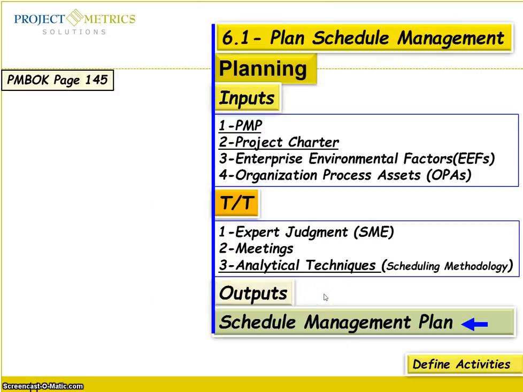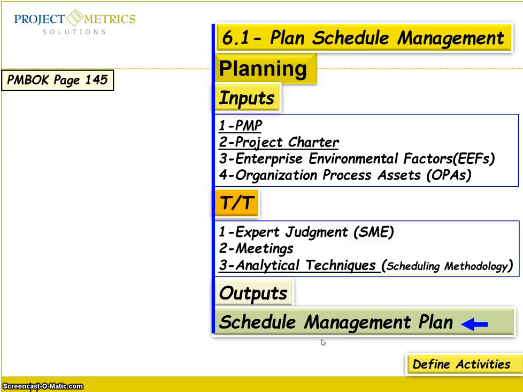What are the inputs, outputs, and tools and techniques you are going to use here in planning? In the inputs, you are going to talk about the project management plan, project charter, enterprise environmental factors, and organizational process assets. When you talk about enterprise environmental factors, we are talking about the market demands and all the technology used. For organizational process assets, what policies you have. Tools and techniques here: expert judgment, meetings, and analytical techniques, and then you are going to get the schedule management plan.